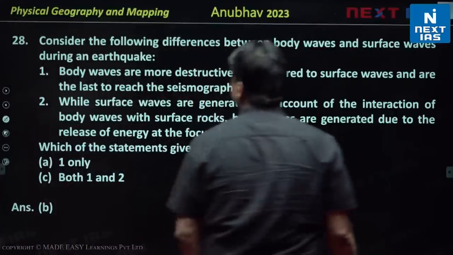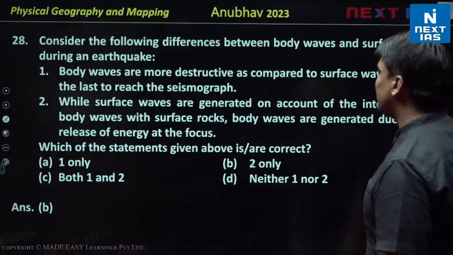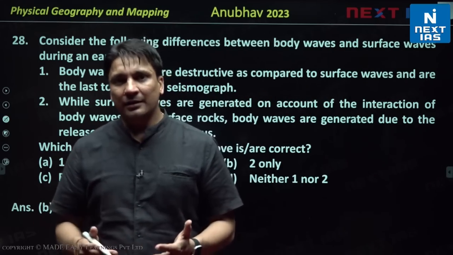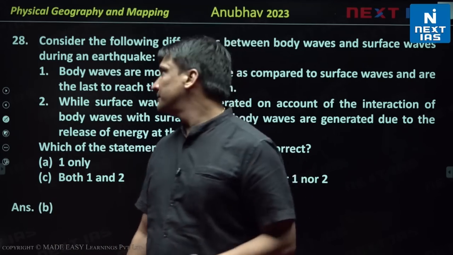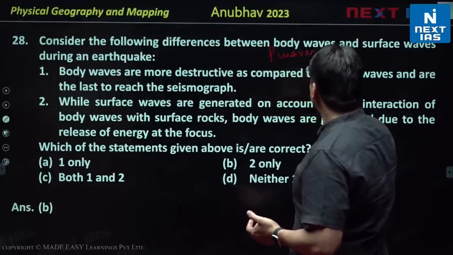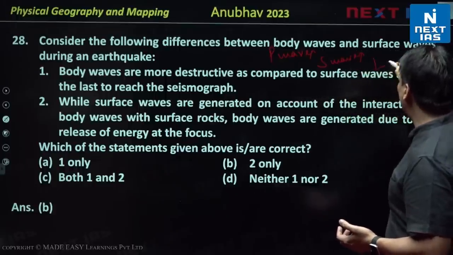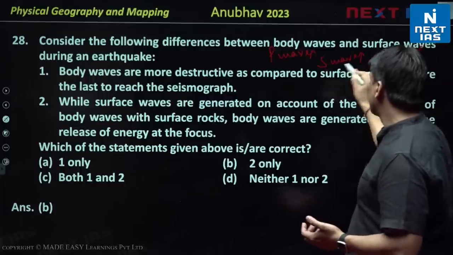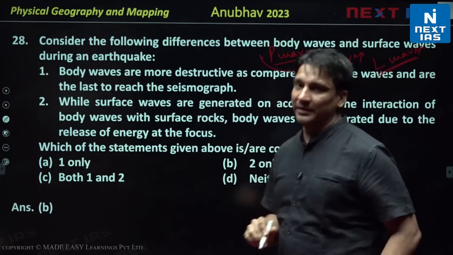The next question is, consider the following differences between body waves and surface waves during an earthquake. During the earthquake, three types of waves are recorded: P waves, S waves, and L waves, which are also called surface waves or long period waves. P and S waves fall in the category of body waves.